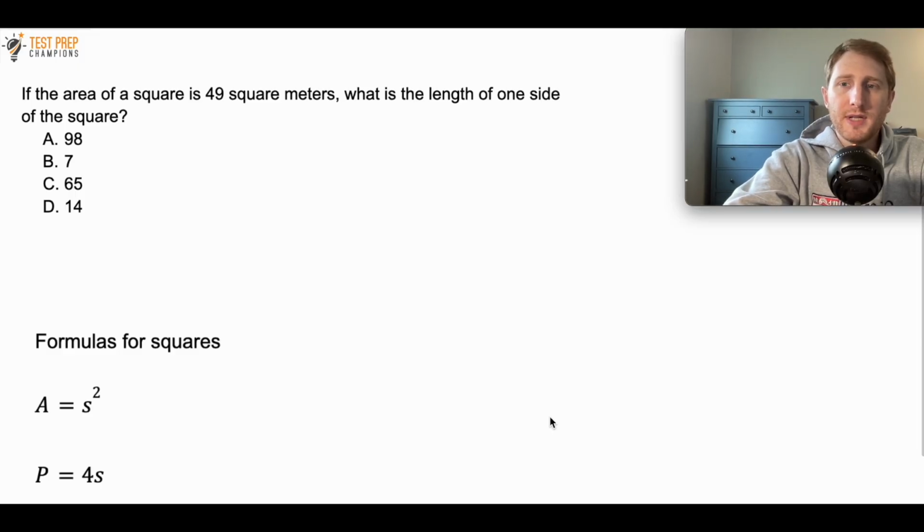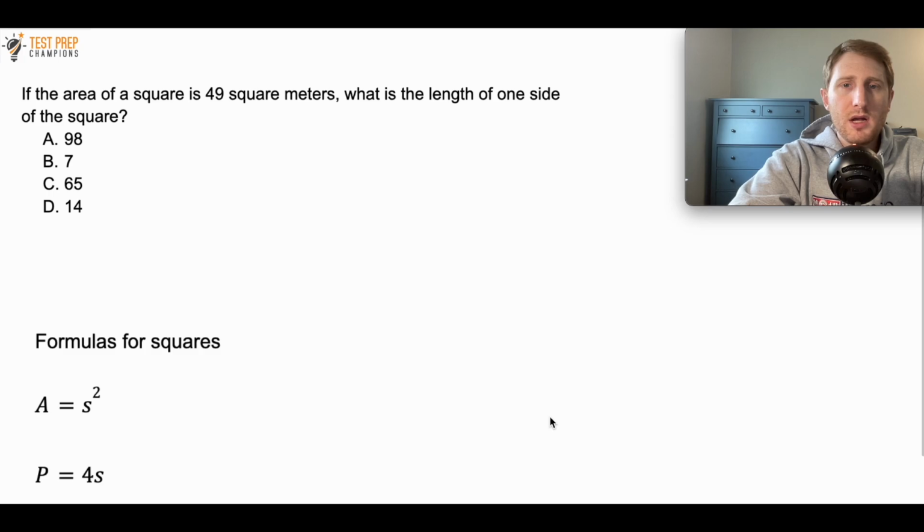But on the real test, you'll want to go to that formula sheet that they'll give you, and you'll want to look up the formulas. I'm just giving these to you now to save you some time since we're just practicing. So let me give you a chance now if you'd like to pause the video, try to figure this out, take all the time you need. Then whenever you're ready, just unpause the video and we'll talk about it.